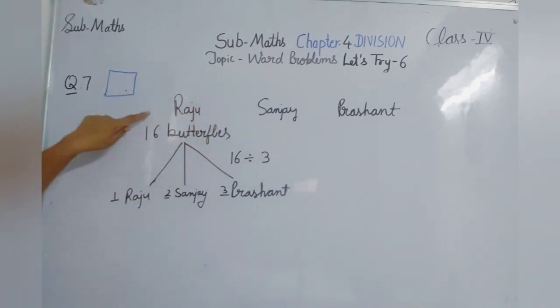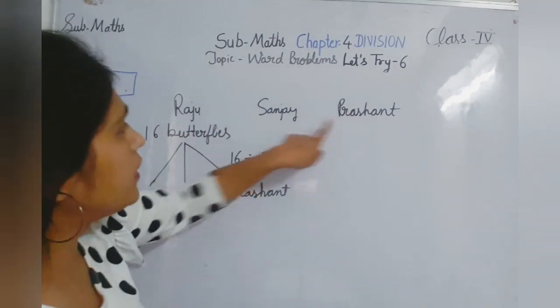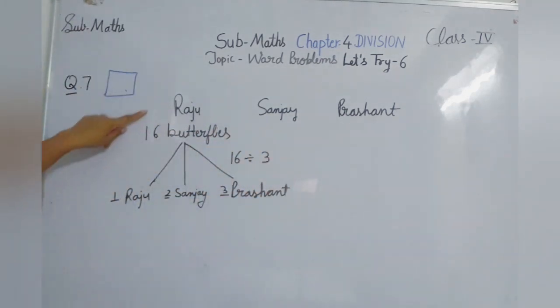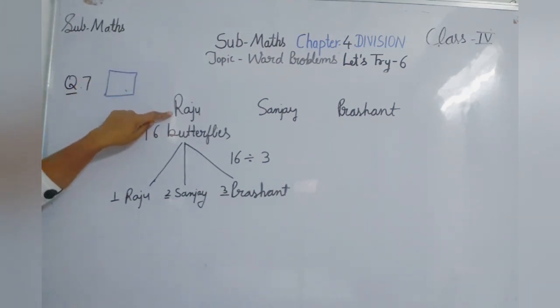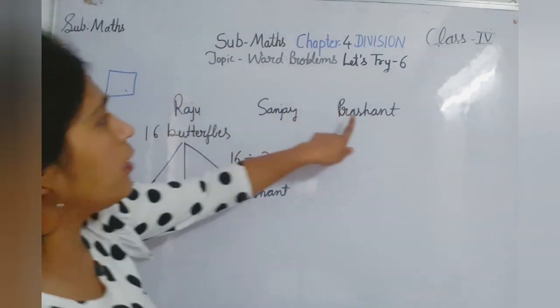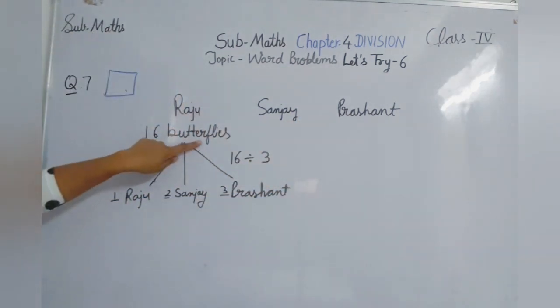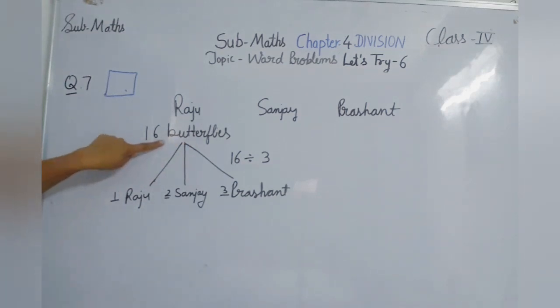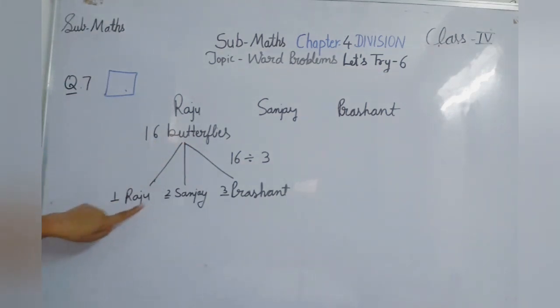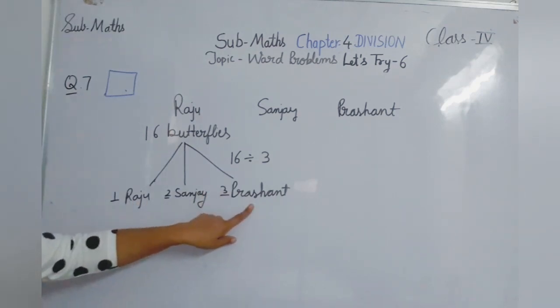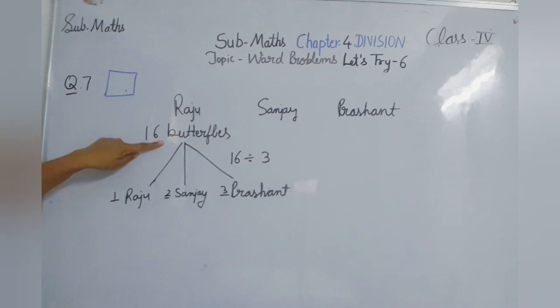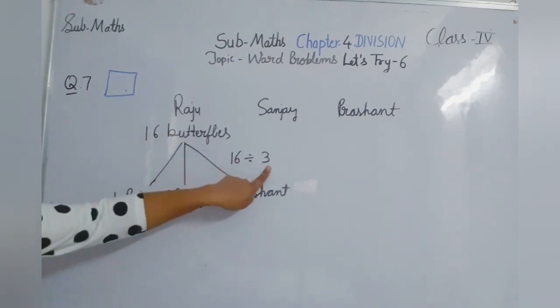Distributed means he has distributed these 16 to only these 2 persons. But in the book they have written Raju shared. Raju shared means he is also having a few butterflies. So Raju shared the butterflies equally with Sanjay and Prashant. So now 16 butterflies are there and we have to divide these 16 butterflies among Raju, Sanjay and Prashant. Means 1, 2, 3. Total 3 persons.